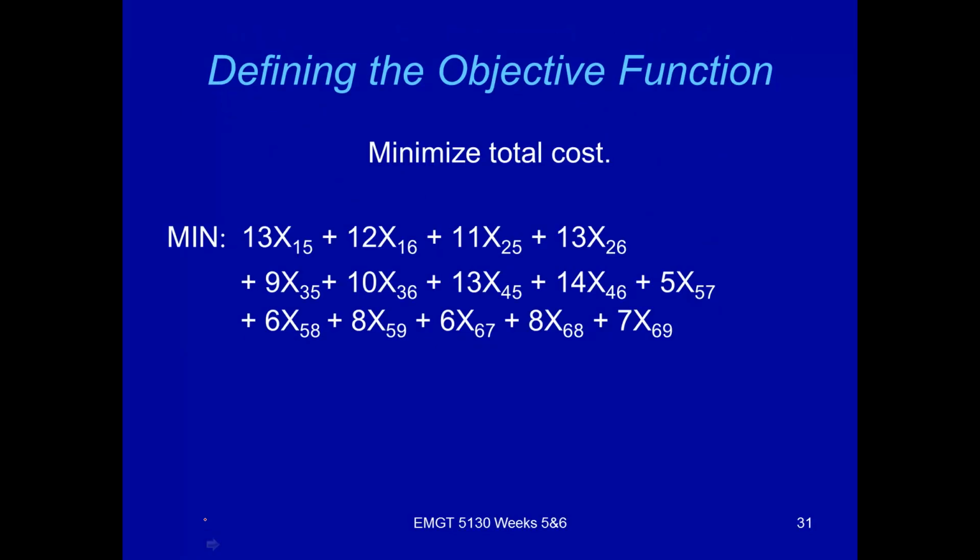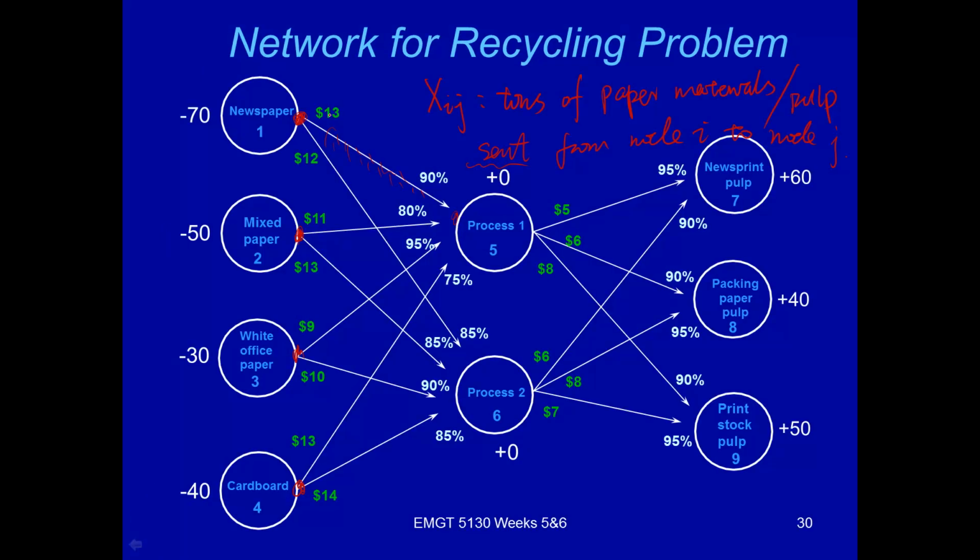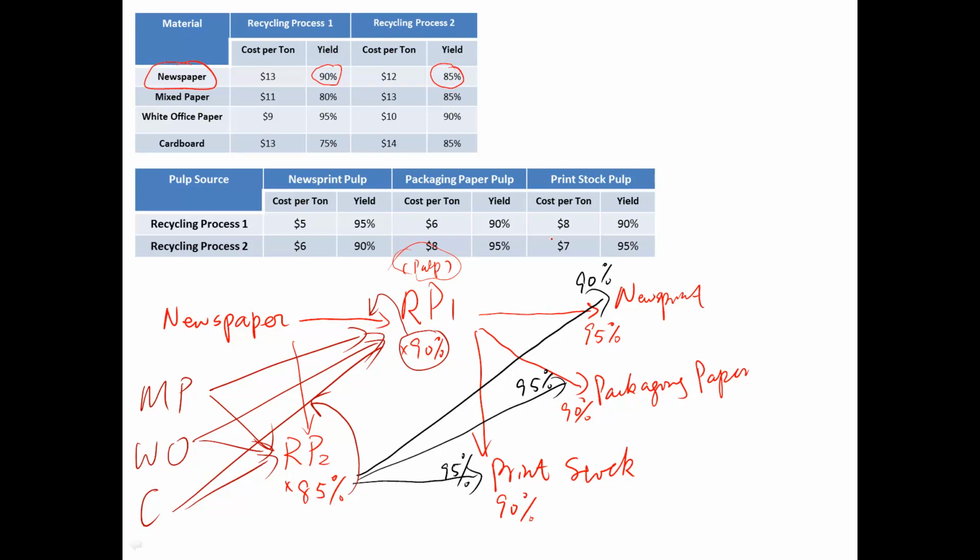And then our objective function will be pretty easy. Just minimize the total cost. So you take the sum product of all our decision variables and the costs that are associated with this network, being provided in those tables.